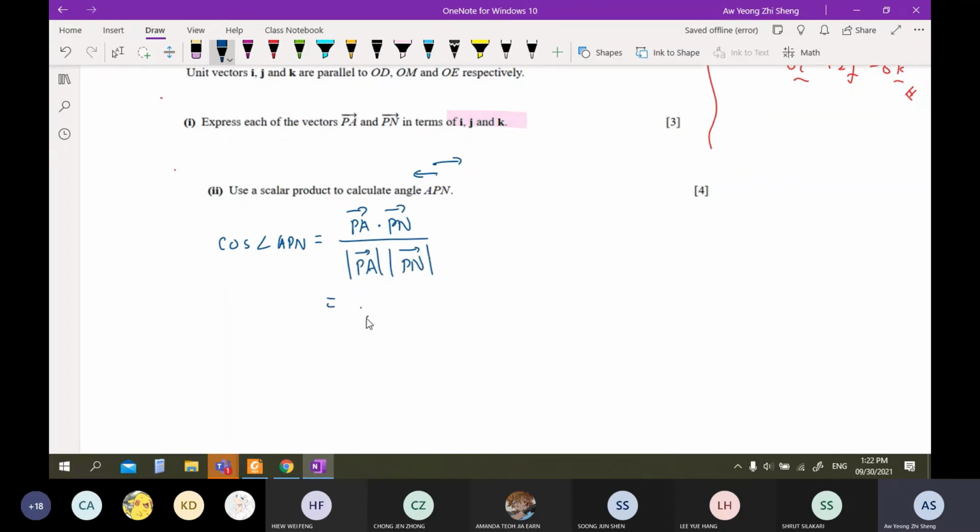Okay, then you just do your computation, and you get a certain fraction at the end. Then take cos inverse, you get angle APN equals, final answer is 99.1 degrees, to 1 dp. And this is simple, I will just leave it for you to do yourself.